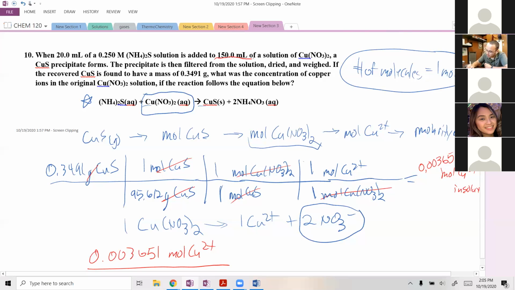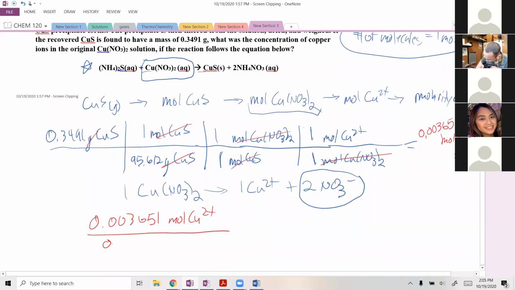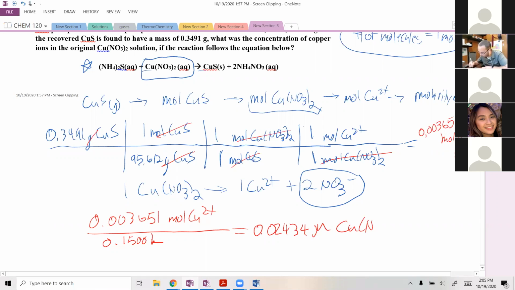And that's because the copper nitrate is in this solution here. The 20 milliliters was the one with the sulfide. So this becomes 0.1500 liters. And we want that in liters because we want the molarity. So we divide this by 0.15. And so we should get a concentration of 0.02434 molarity of our copper nitrate, or sorry, of our copper ion. And so that's what you're looking for, something like that.